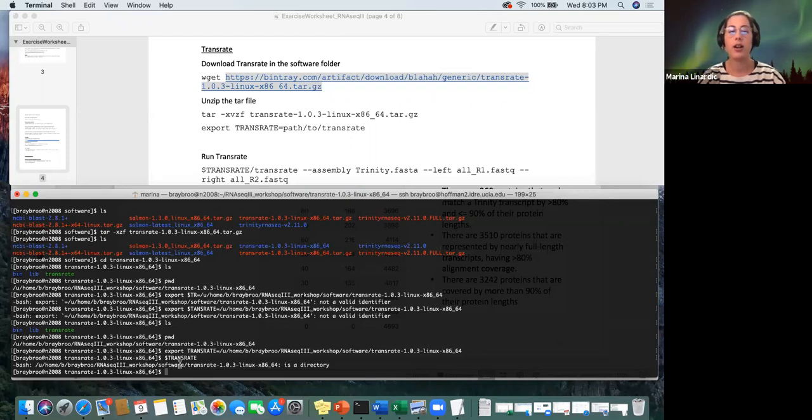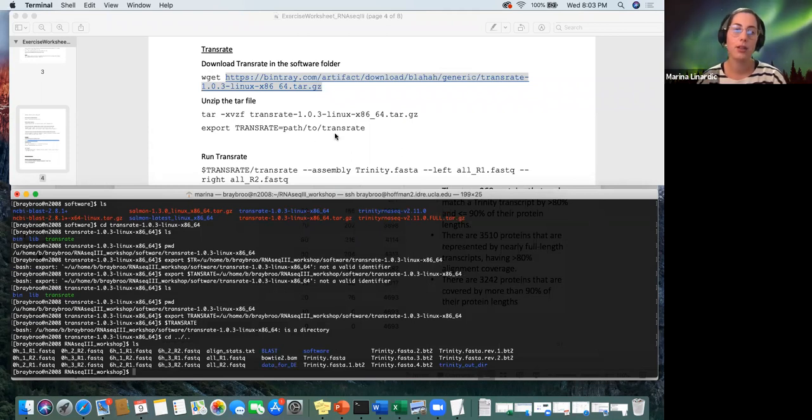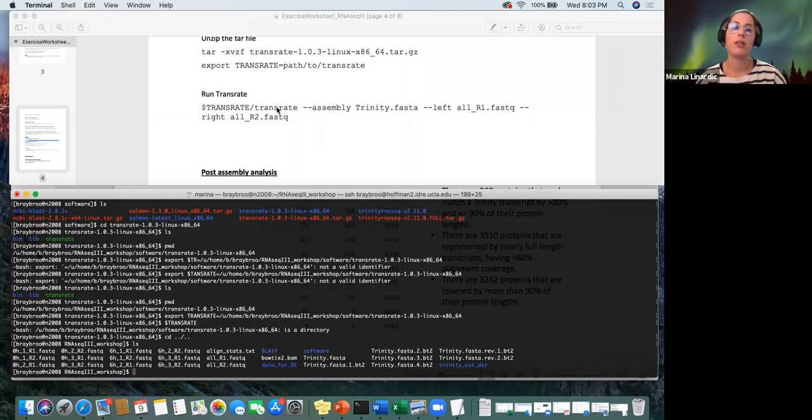Let's go back to our RNA-seq III workshop. So that's going to be somewhere a few directories up. So 2 ls right here. And let's run the TransRate command. So we did dollar sign TR. This is going to be our variable. We need to give it the executable file, and we just need 3 things. So we need our assembly. We put our assembly, which is Trinity FASTA. We give it left for our left files, and we give it right for our right files. And then we press enter.